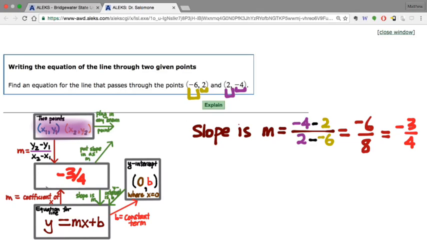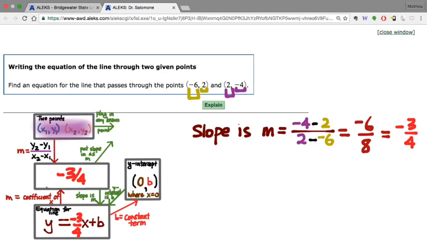So that lets us do 2 things. It lets us go down to this equation template at the bottom and replace the slope where the m resides in that template. So I'm going to go ahead and do that right now. Negative 3/4 goes in where the m goes. And the other thing that allows us to do is to use that information along with our points to find the y-intercept.